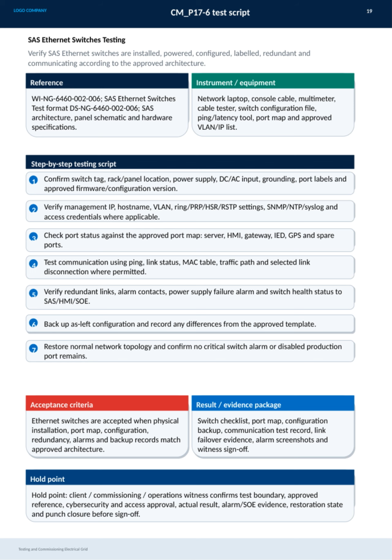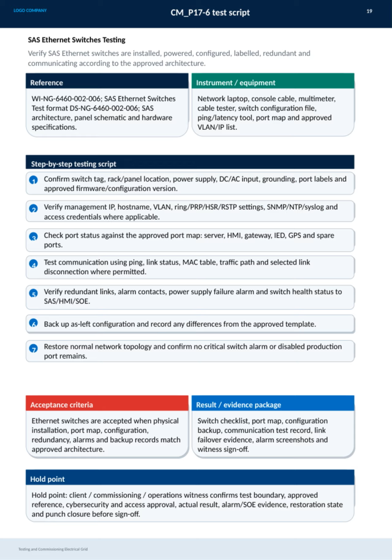Communication tests follow, using ping and link status tools to verify data flow and link integrity. We also verify redundancy features, alarm contacts, power supply alarms, and overall switch health status to the supervisory systems. After successful tests, the as-left configuration is backed up and any deviations are documented. Finally, the network topology is restored, ensuring no critical alarms or disabled ports remain.